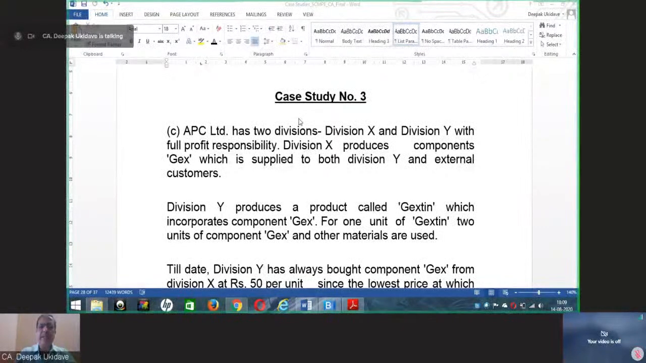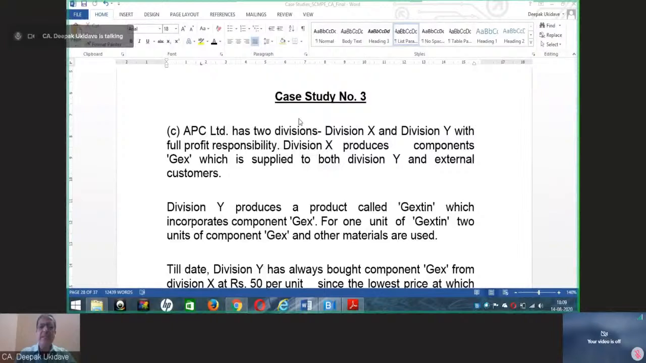Why should I purchase from the internal customer at 50 rupees? If I am a division Y manager, I will think like this: why should I procure from my internal supplier at 50 rupees when the same component is available in the market from a new supplier at 47 rupees?